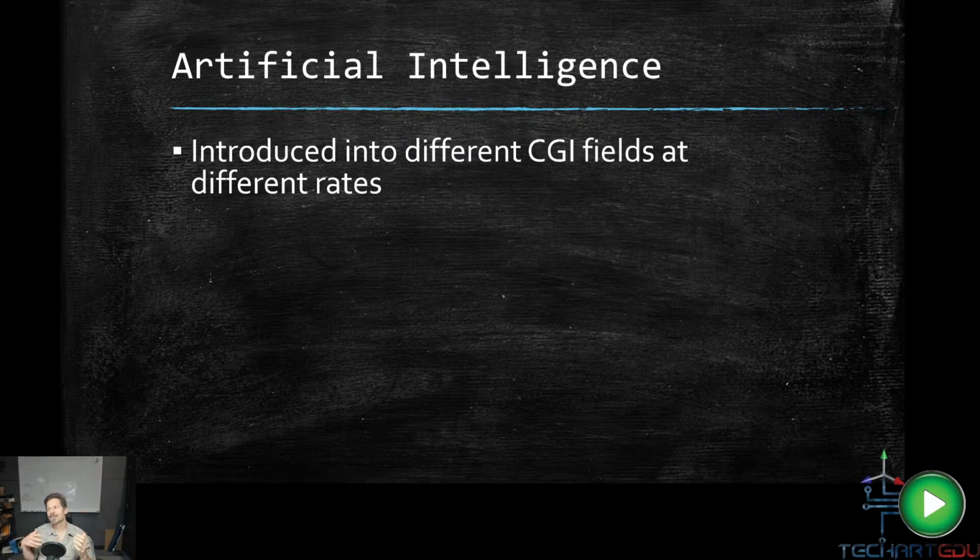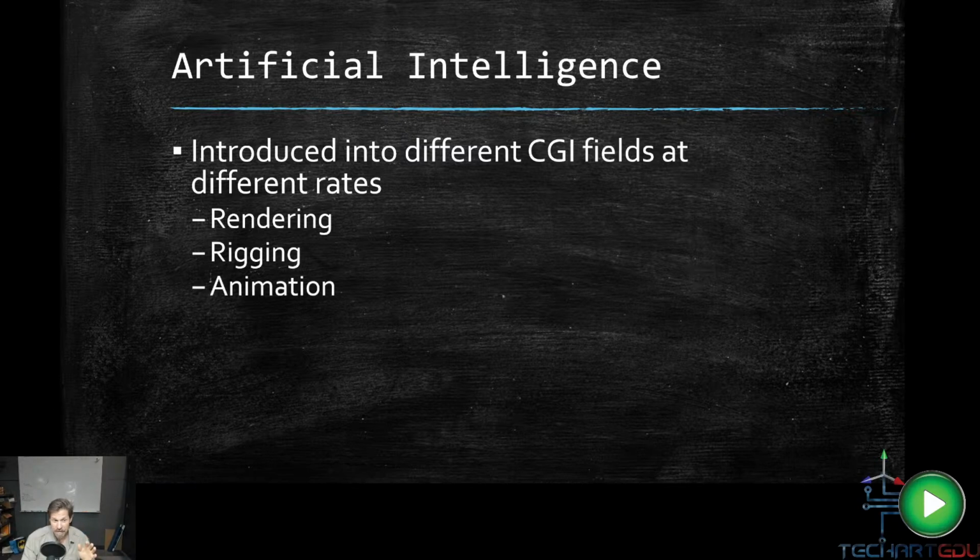Now, artificial intelligence, this is like deep learning and machine learning, is going to be used in different CGI fields at different rates. Now, it is here right now in rendering. That means ray tracing. It's being used right now in ray tracing. I think where it's going to start hitting first, and it's going to start hitting hard, is inside character rigging, and it's going to be hitting inside animation.